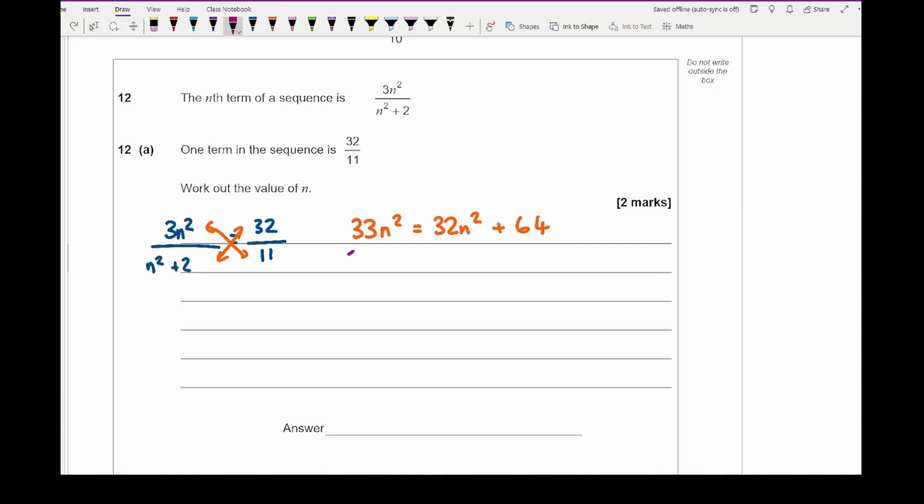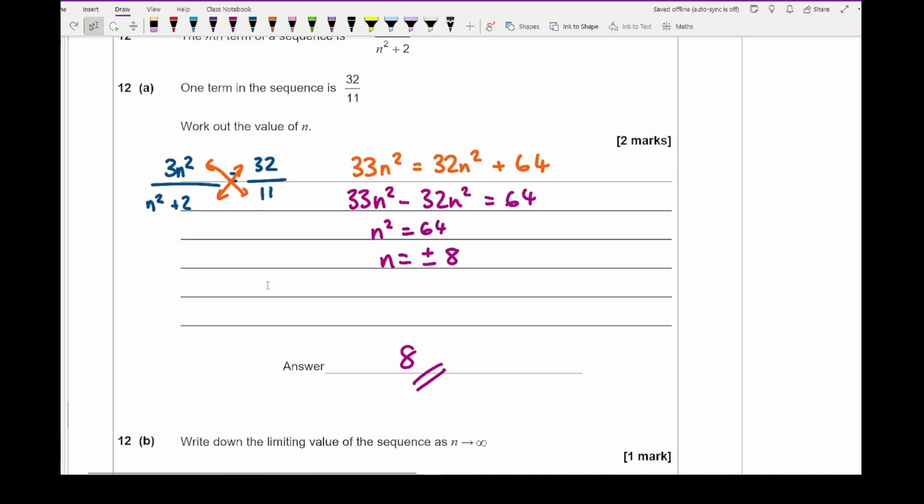So if I take this over, I get 33n squared minus 32n squared equals 64. I'm then left with 1n squared equals 64. So n equals plus or minus 8. As n is a position of a sequence, the answer can only be positive 8.